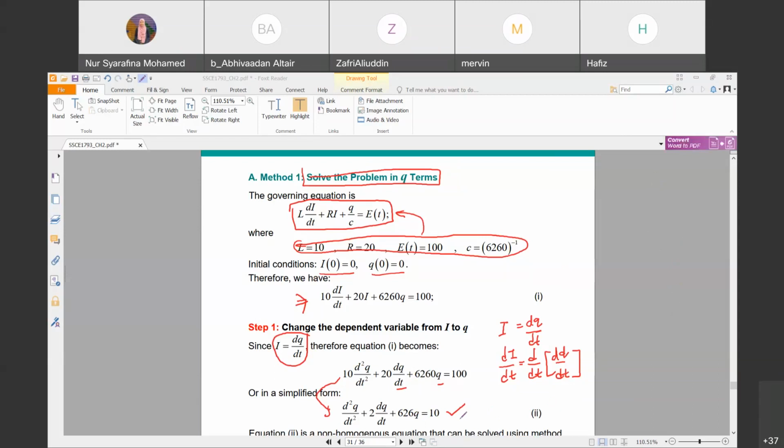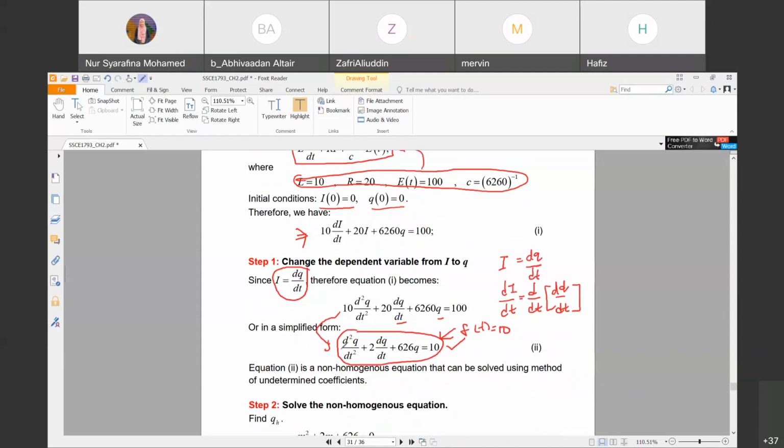Linear non-homogeneous. This is second order, linear second order, and non-homogeneous. We have the right-hand side function f(t) equals 10. So if you want to use the method of undetermined coefficients, your yp should be a constant, right? So for this one, you just solve the second order differential equation directly, just like we did earlier.